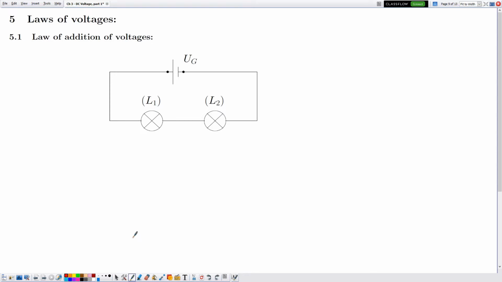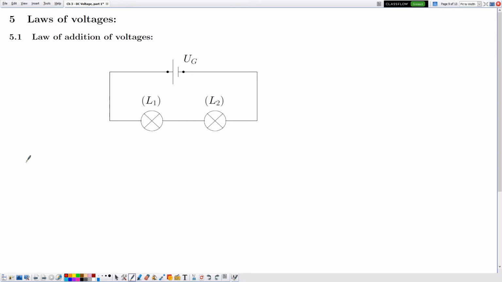Then section number 5, laws of voltages. Okay, section 5.1, law of addition of voltages. Now in this section we are going to discuss 2 different laws regarding the voltage. Here in this electric circuit we have the battery of voltage UG. This is the positive pole, this is the negative pole, and we have the lamps L1 and L2. The lamps L1 and L2 are in series and they are connected to the battery.